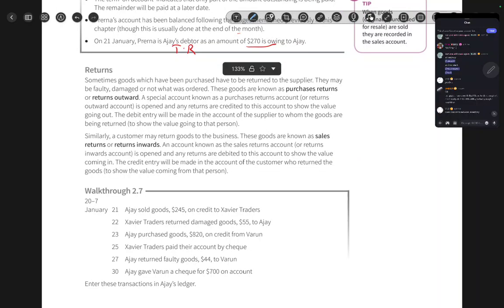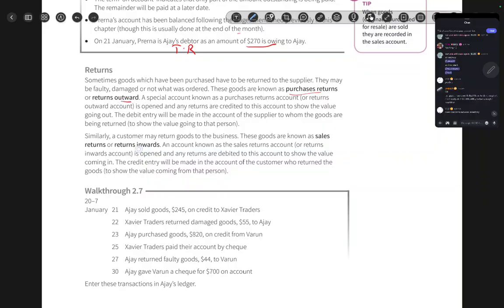These may be faulty, damaged, or not ordered. Let's just say you order something online and you go, I don't like it, I want to return it. Since you purchased this thing yourself and you want to return it, it's purchase returns. And if you sold, for example the supplier sold the goods to you and he's getting a return, that's sales returns.